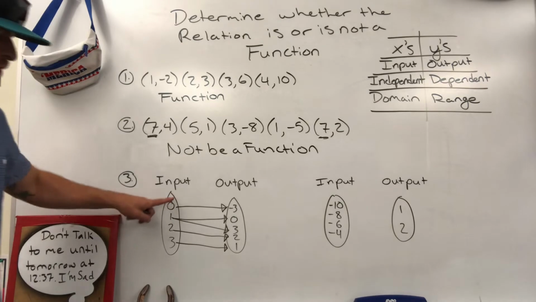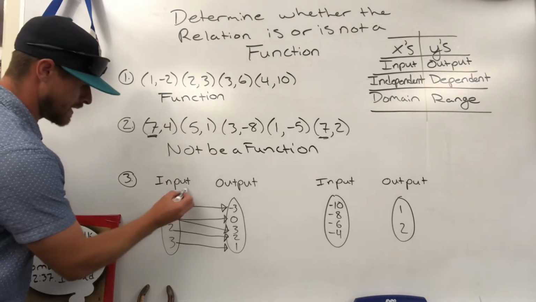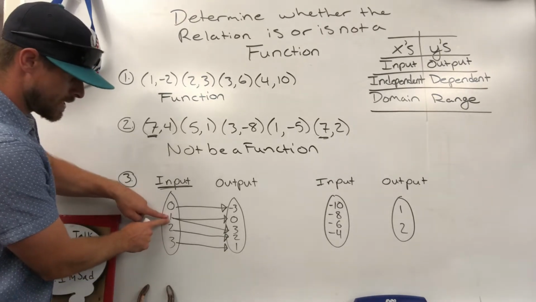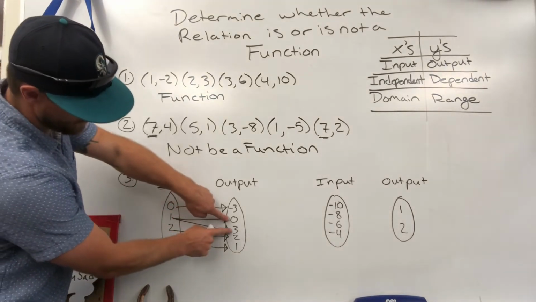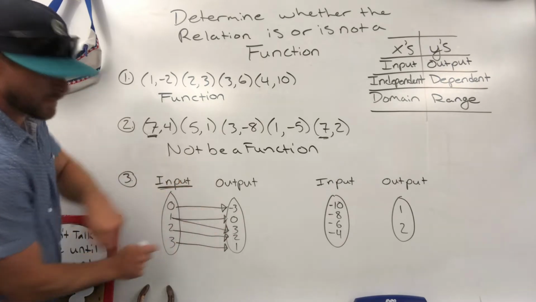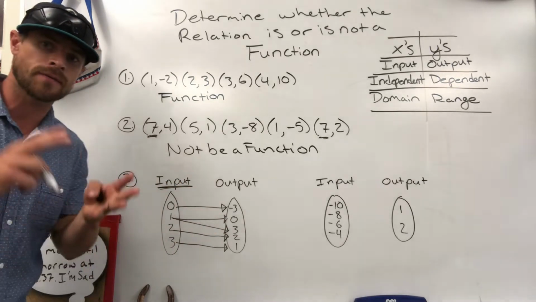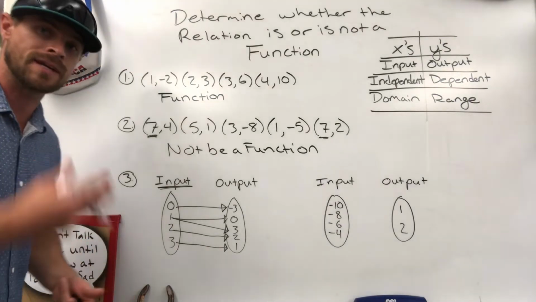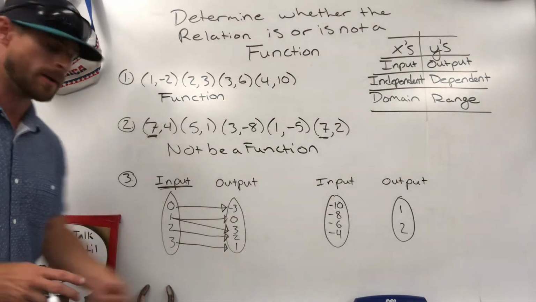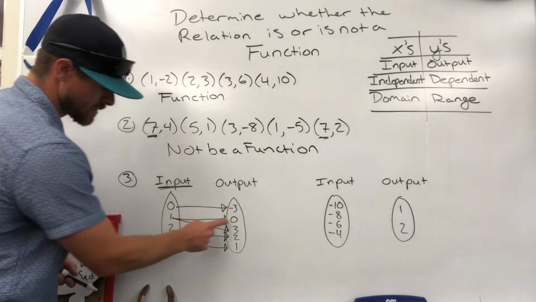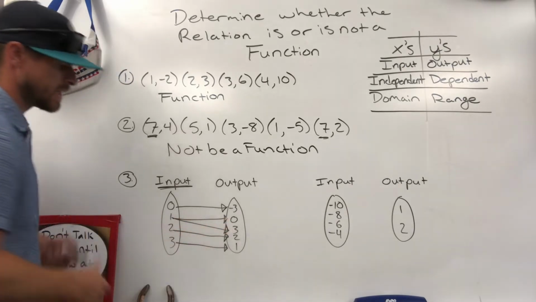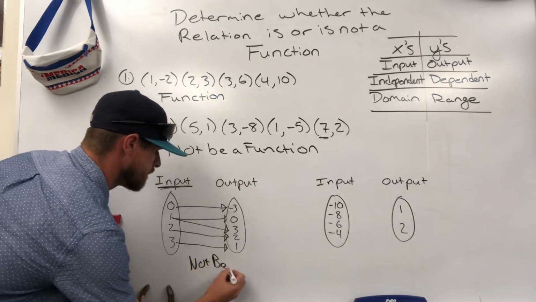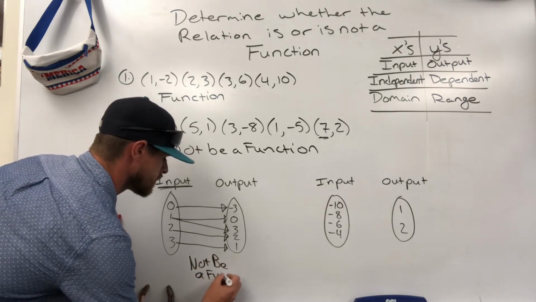Now, when you see 2 arrows going off of an input, remember your inputs are your X's. The input of 1 here is producing 2 different numbers. We have 2 arrows going off of it. So if you see 2 arrows going off of an input, that is not a function because the definition of a function is every input can only produce one output. The input of 1 here is producing a 0 as well as a 3. Therefore, this would not be a function.